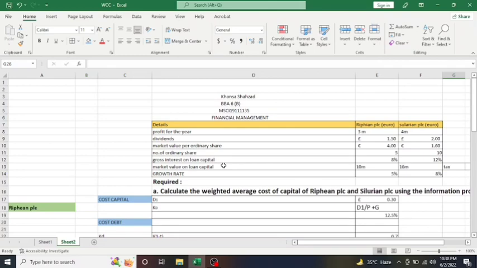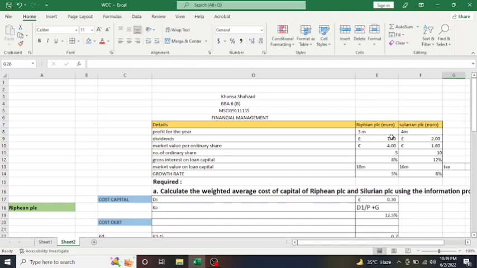So we have two companies here. You can see the capital structures of the two companies: the Rifin company and the Solarian company. The data is in euros, all in millions. We are going to find the WACC of these companies. By the way, for context, when I use WACC, I mean weighted average cost of capital.